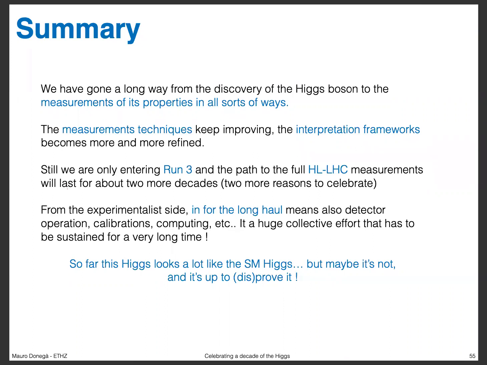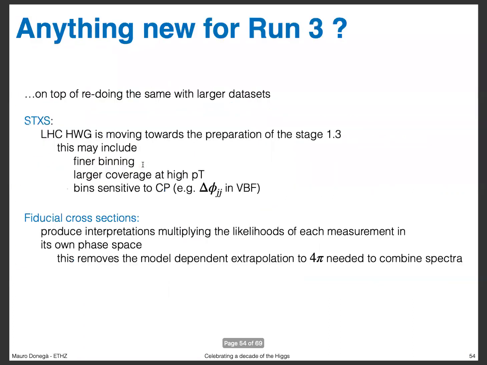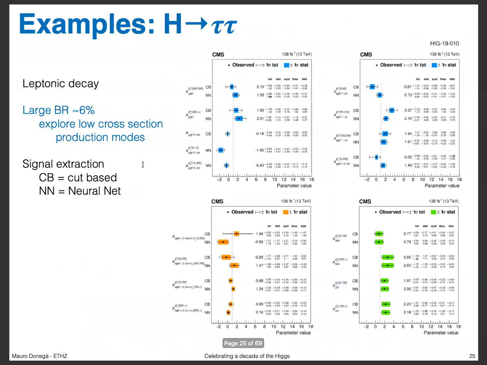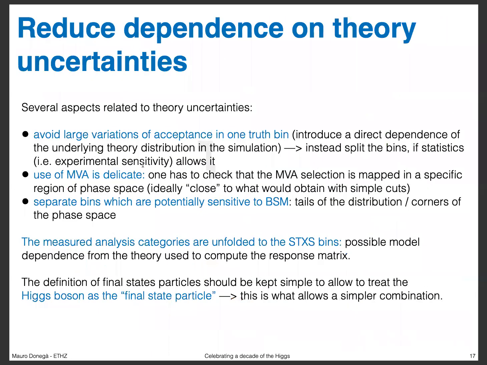Thank you, Mauro. This is really quite an extensive talk and state of the art of the analysis regarding STXS and fiducial. I did not understand quite a few things. Could you go to slide number 17? So when you said that use of MVA is delicate and to reduce this dependency on theory uncertainties, I understand MVA is quite convoluted, so we cannot readily map it, one can say. So how do we do away with it?